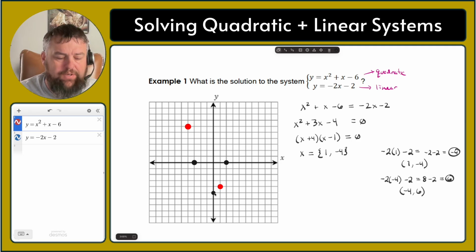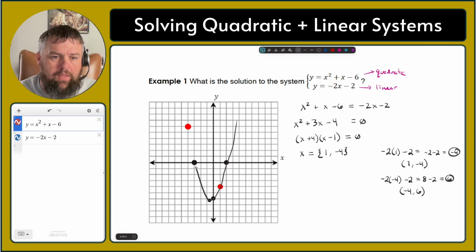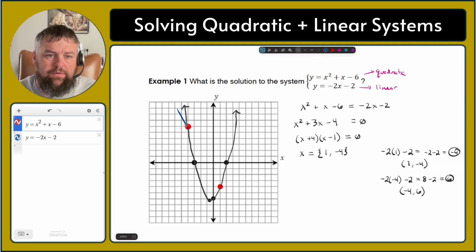1, 2, 3, 4, 5, 6. Oops, one. Let's go one more down. And then there's going to be a vertex right about there. So then when I draw this out, it's going to go down. It's going to go through all these points. And then the linear function is going to intersect at the red points here.